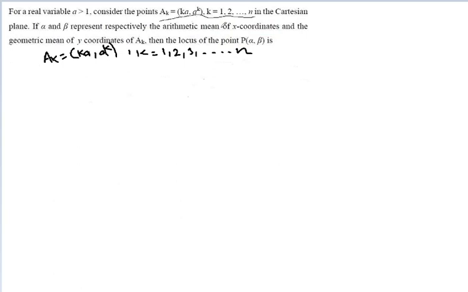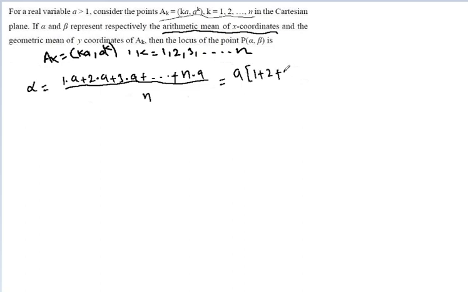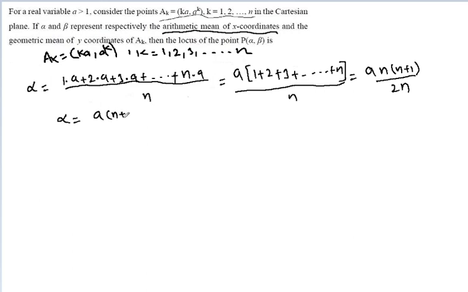Here, the arithmetic mean of the x coordinates is alpha. That is, alpha = (1·a + 2·a + 3·a + up to n·a) divided by n. Taking a common, that is a(1 + 2 + 3 + up to n) by n, which equals a·n(n+1)/2n. Here n is cancelled, therefore alpha = a(n+1)/2. From this equation, a = 2·alpha/(n+1).